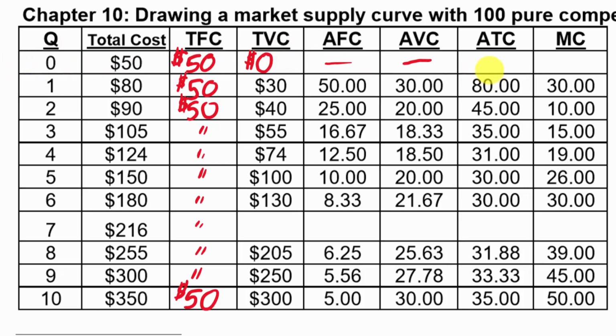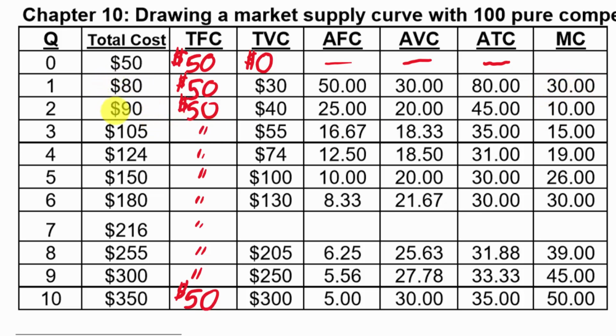Average total cost would be 50 divided by 0. Well, we can't do that either. Now, marginal cost asks how much additional money does it cost to produce each individual additional unit. We see here when we go from producing 0 to 1 unit, the additional cost is 30. That's why the marginal cost here is 30 for the first unit.